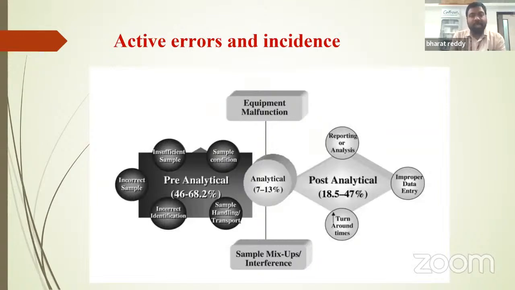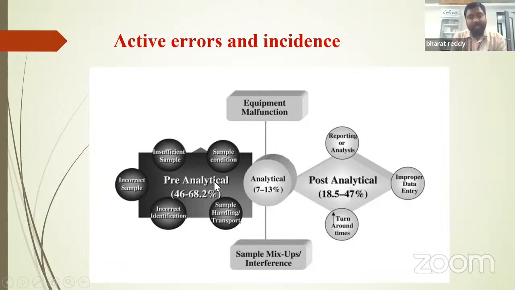Coming to active errors and incidence, as per classification, the active errors are of three types: pre-analytical, analytical, and post-analytical. When we see the percentage, that is the incidence, the major part is pre-analytical error, which constitutes about 46 to 68%. Analytical errors constitute about 7 to 13%. And post-analytical errors are 18.5 to 47%.